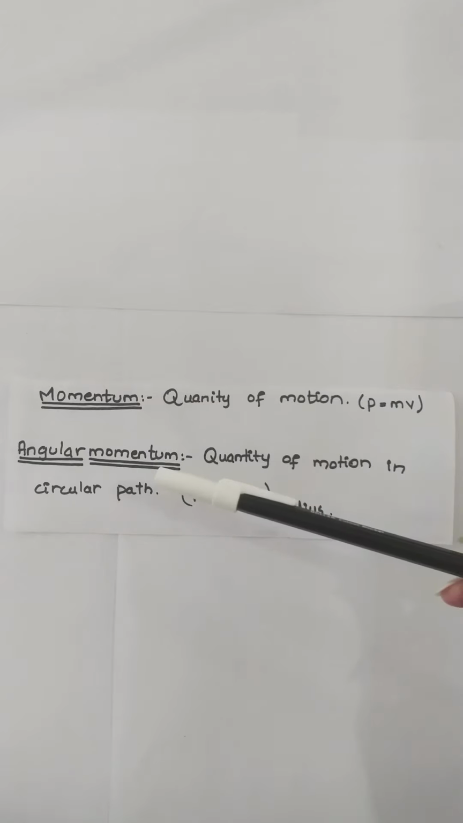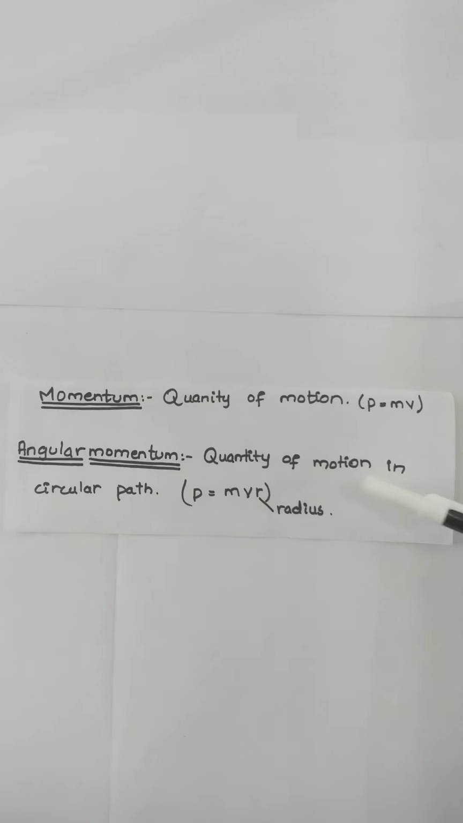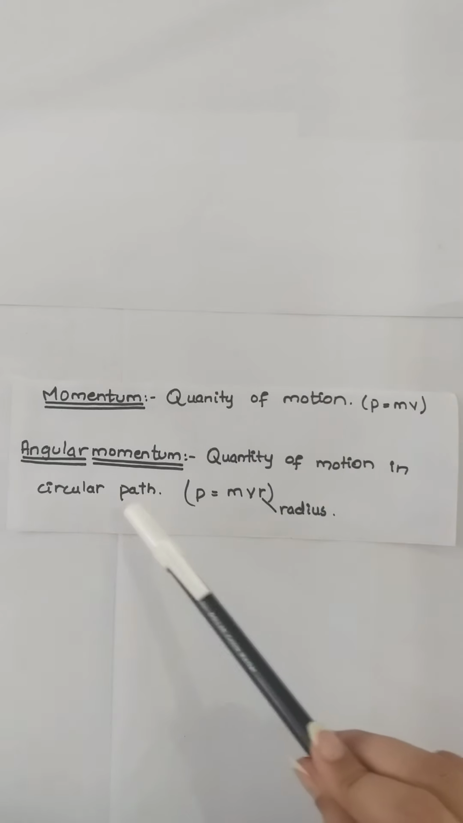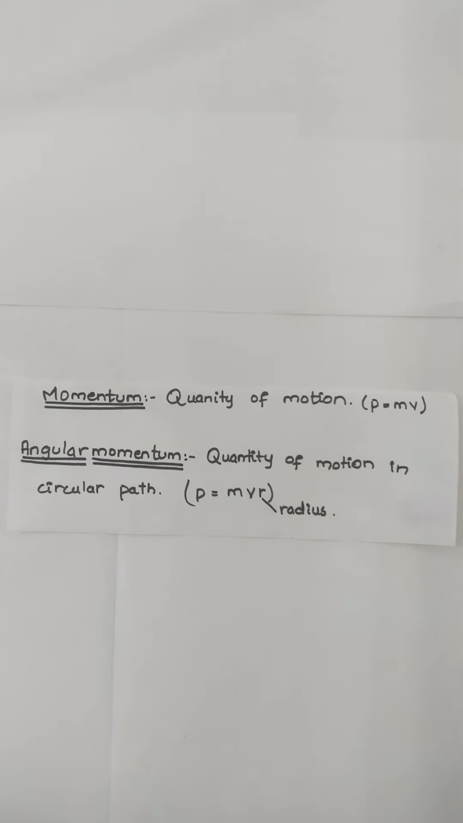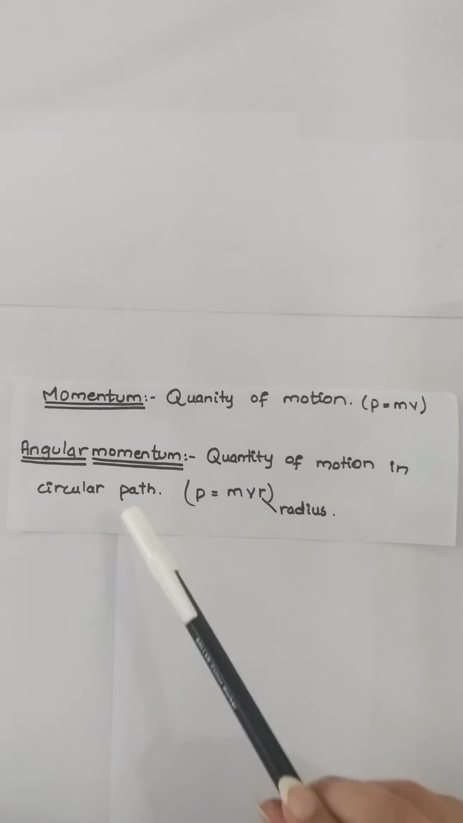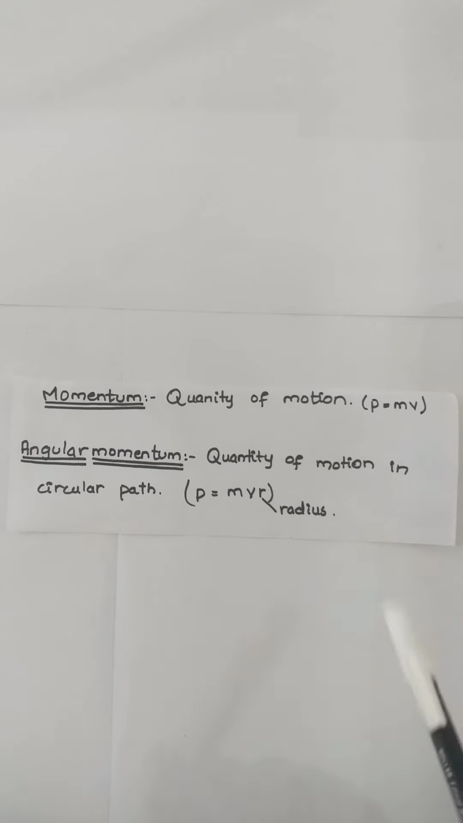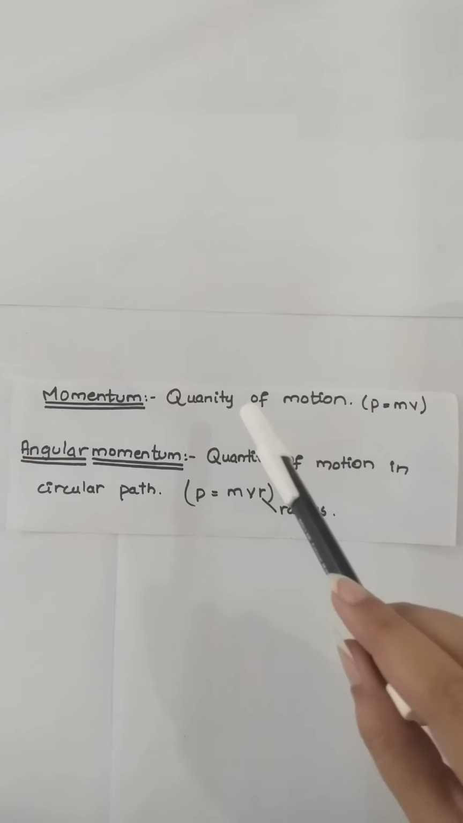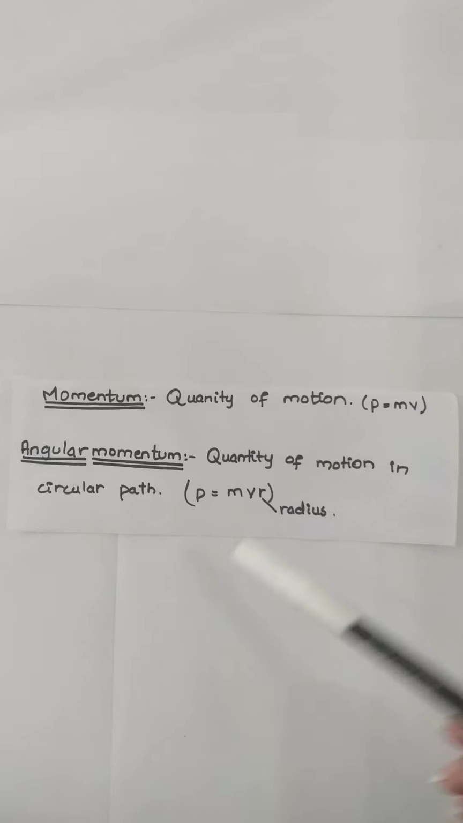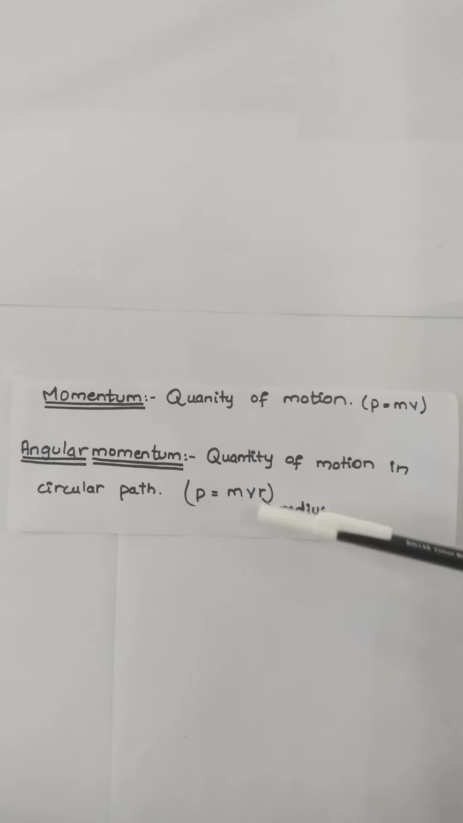Why? Because angular momentum is quantity of motion in circular path. Momentum is quantity of motion and angular momentum is quantity of motion in circular path. So as we are talking about the electrons, and electrons are revolving around the nucleus in circular path in their orbits, that is why we'll only take the angular momentum, not the linear momentum. So there is a difference in the formula. You can see P is equal to mv, that is for the momentum, and here we have P is equal to mvr. R is added for the radius.